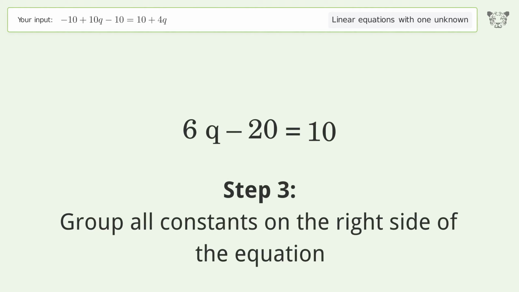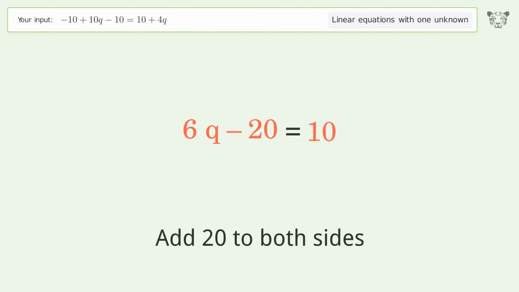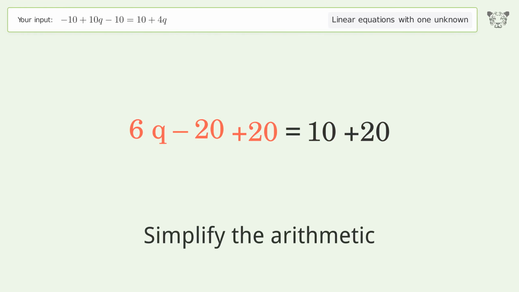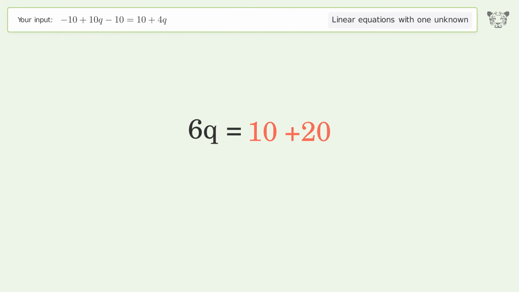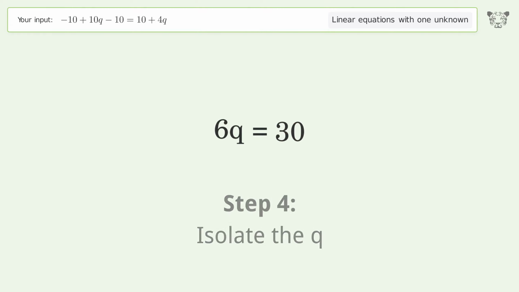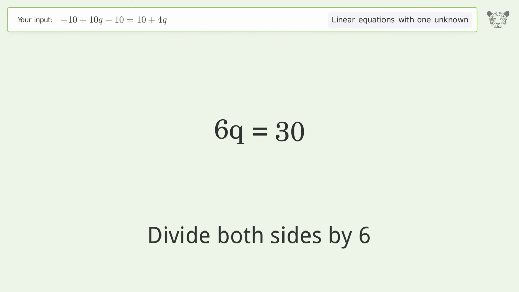Group all constants on the right side of the equation. Add 20 to both sides. Simplify the arithmetic. Isolate the q. Divide both sides by 6.